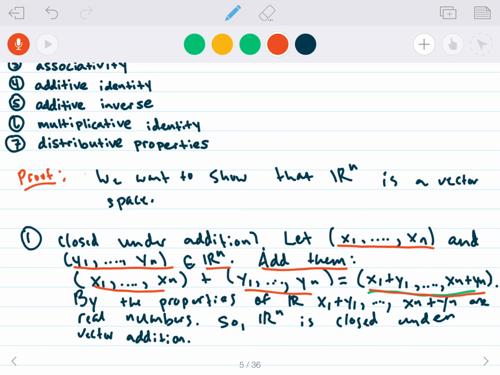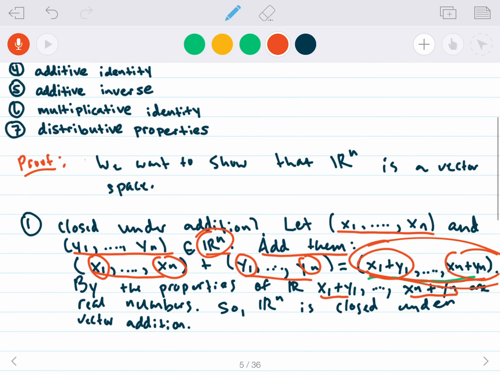And since I assumed that x1 all the way through xn and y1 all the way through yn were real numbers, I assume that here. The sum of real numbers is always a real number. And so x1 plus y1 is real, all the way up to xn plus yn is real. So therefore, this vector right here is in Rn, right? Because we have n real numbers in a list. All right, closed under addition.